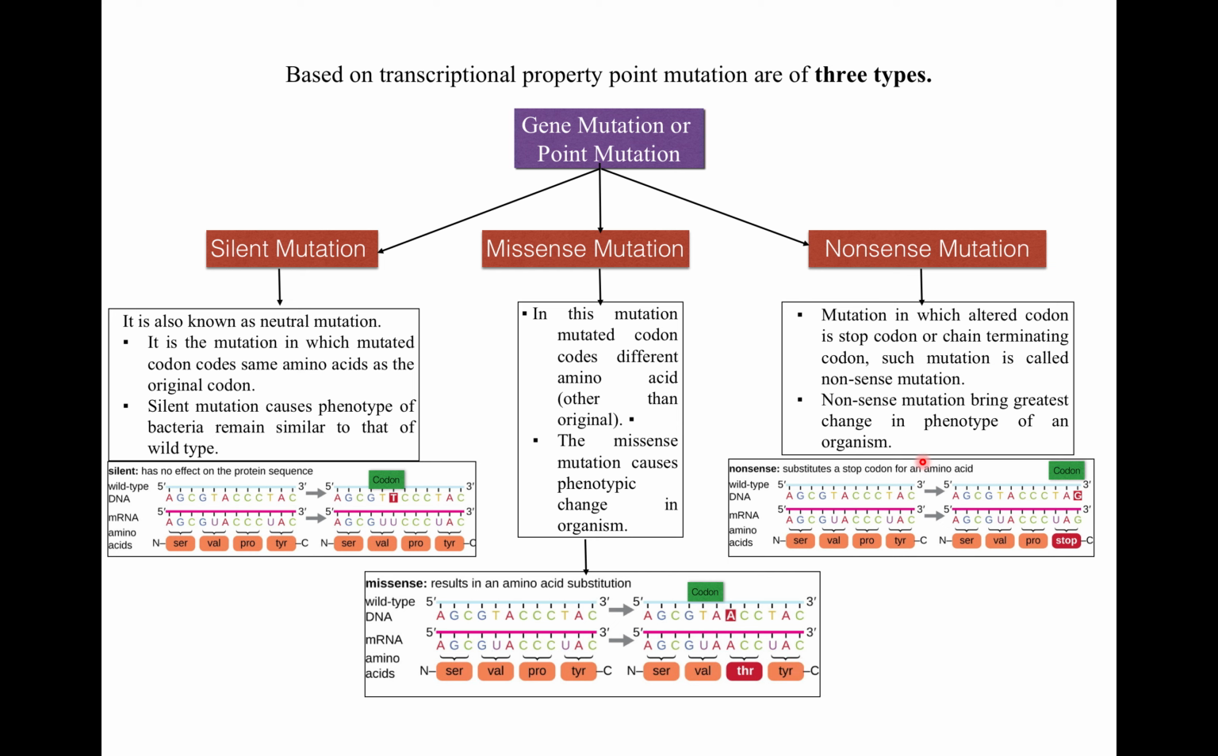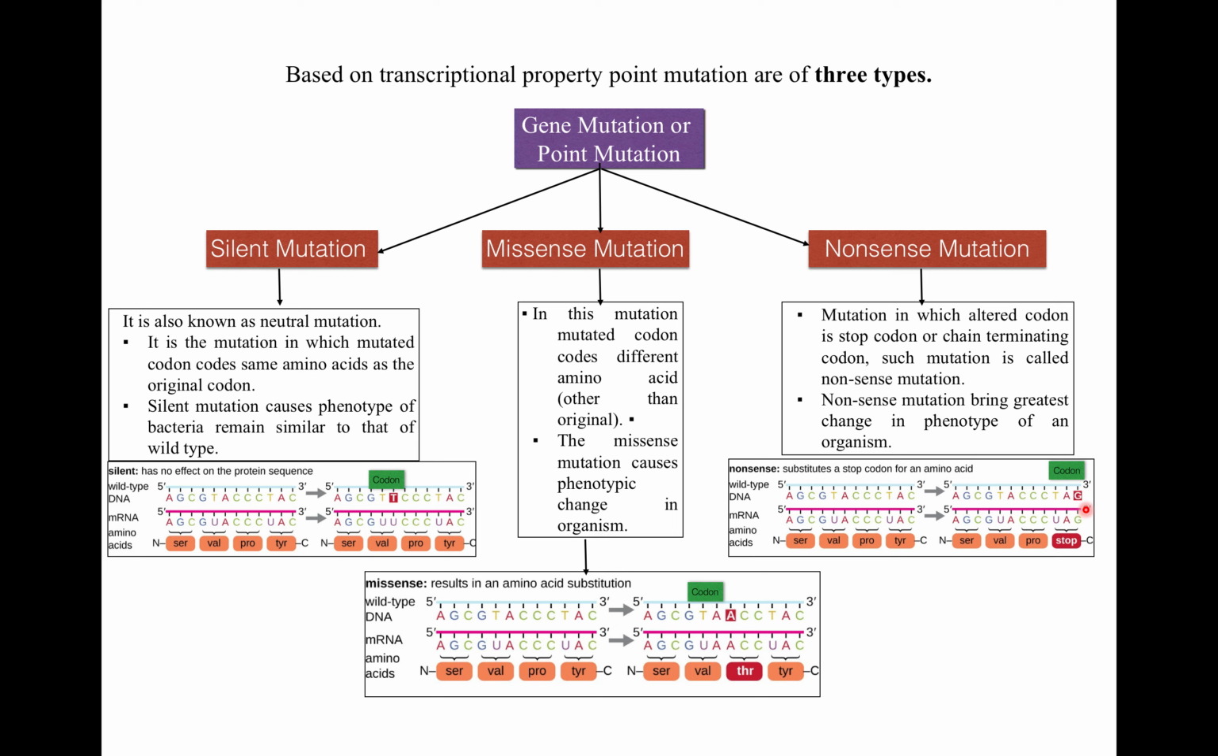Now nonsense mutation. In this type of mutation the altered codon is a stop codon, or we can say a chain terminating codon, and this type of mutation is known as nonsense mutation. It causes incomplete synthesis, and such incomplete protein is always non-functional. So nonsense mutations bring the greatest change in the phenotype of an organism because it just stops the chain of amino acids. So here you can see AGC, GTA, CCC and TAC.